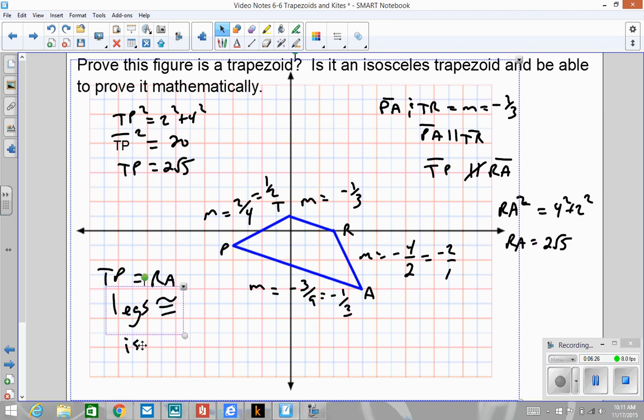So we have an isosceles trapezoid. All right. So just like when we did the other figures, don't forget to do that one.